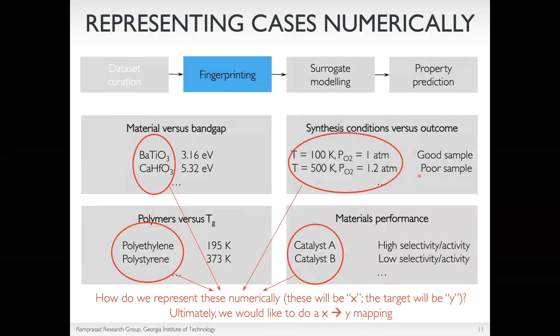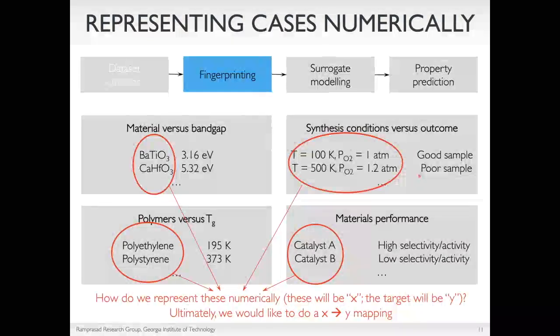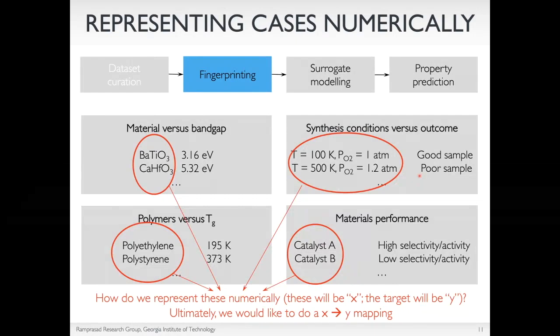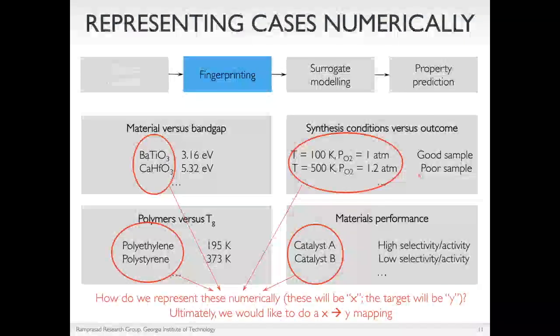How do we represent these things numerically? How do we represent polyethylene, polystyrene, polycarbonate, etc., numerically? How do we represent them as vectors? In other words, how do we barcode them? Essentially, we're trying to numerically barcode each of them. Catalyst A, catalyst B, catalyst C, etc. How do we convert them to vectors?